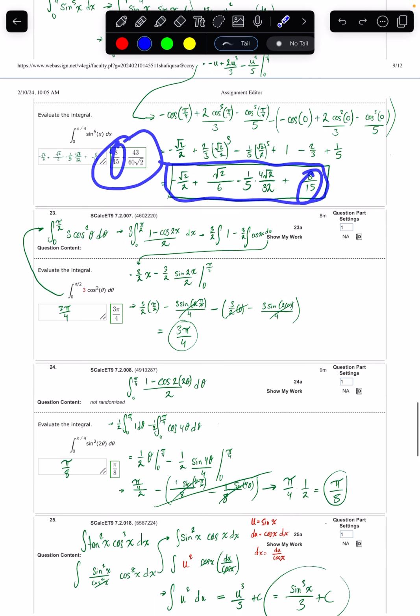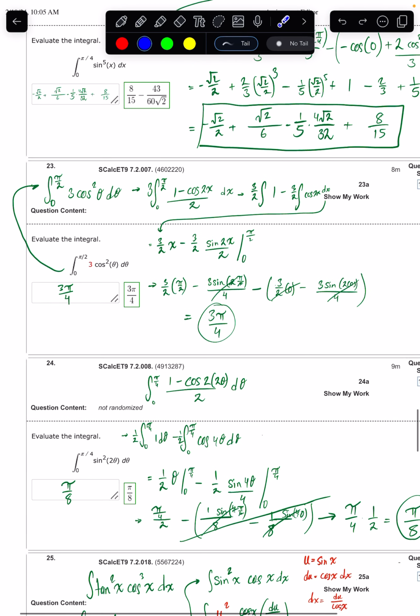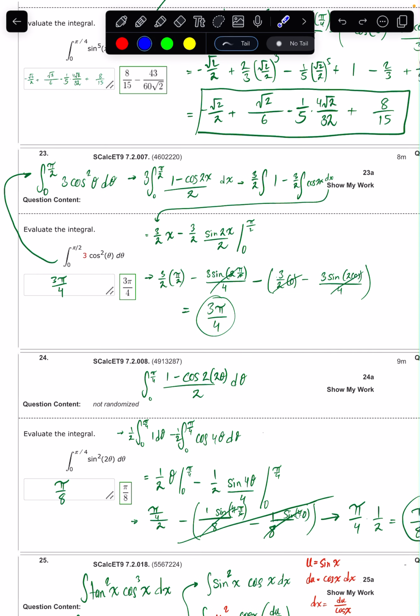Alright, next one. Number 23: the integral of 3 cosine squared theta d theta. Okay, that shouldn't be too hard, right? Bring out the 3. Substitute in cosine squared theta for... oh okay, that's what I did, yeah.